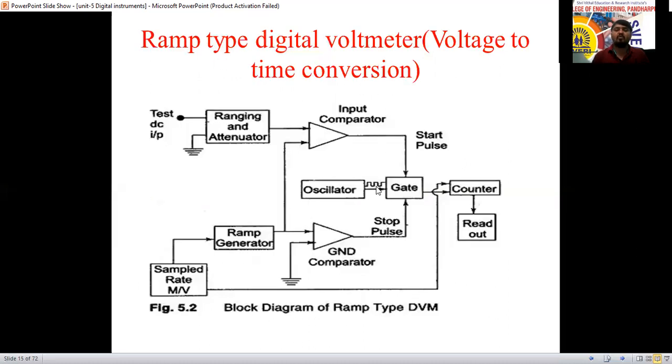The ramp type digital voltmeter is what we call a voltage to time conversion. We consider the period of time, because we use a time counter and an oscillator here. Whatever the voltage is, we measure it as time. See, this is the block diagram of the ramp type digital voltmeter. Why the name came: the heart of this instrument is the ramp generator only. So for that reason, we call this a ramp type digital voltmeter.